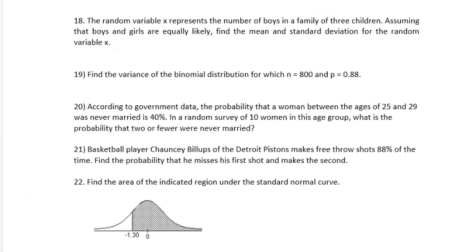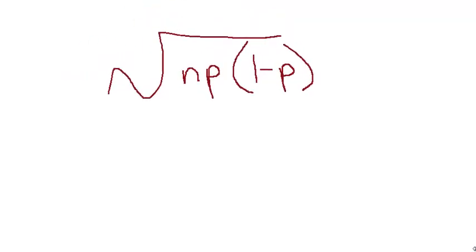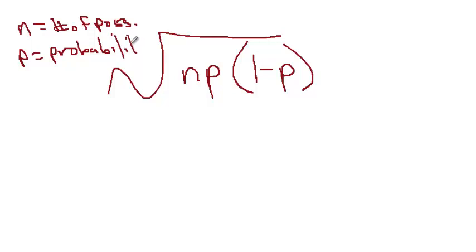For binomial distributions, the formula for determining the standard deviation of a binomial distribution, simply take the square root of n, which is the number of possibilities. Let me write that over here. n is the number of possibilities. Okay, p is the probability of each of the possibilities, times 1 minus the probability of each one. In other words, it's a little simpler because it's binomial.